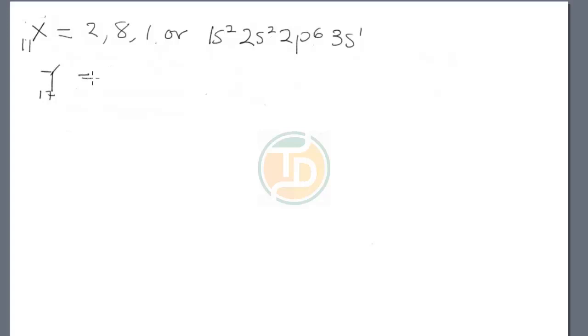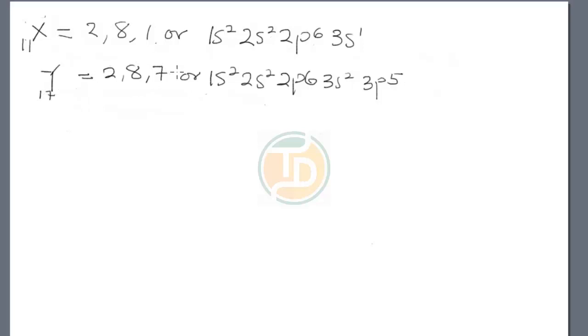In this case, you can also do the same. That's 2, 8, 7, or you write it as 1s2, 2s2, 2p6, then 3s2, and 3p5. That's going to give us 2 plus 2, that's 4, plus 6, that's 10, plus 2, that's 12, plus 5, that is 17. That's correct for this.